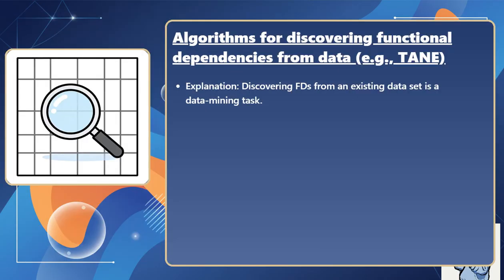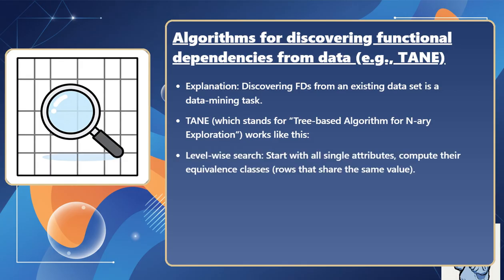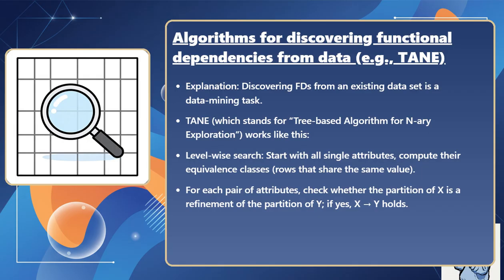Explanation: discovering FDs from an existing dataset is a data mining task. TANE, which stands for Tree-Based Algorithm for FD Exploration, works like this. Level-wise search: start with all single attributes, compute their equivalence classes, rows that share the same value. For each pair of attributes, check whether the partition of X is a refinement of the partition of Y. If yes, X determines Y holds.